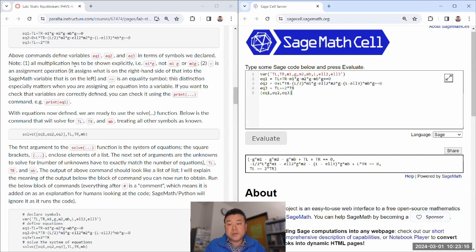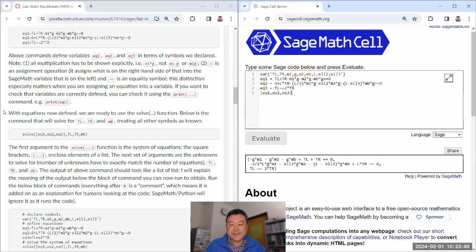Note, all multiplication has to be shown explicitly. Yeah, that's what I was describing earlier. And 2, the equal sign is an assignment operation. It assigns what is on the right-hand side into the SageMath variable that is on the left. And the 2 equal signs is an equality symbol. This distinction especially matters when you're assigning an equation into a variable.